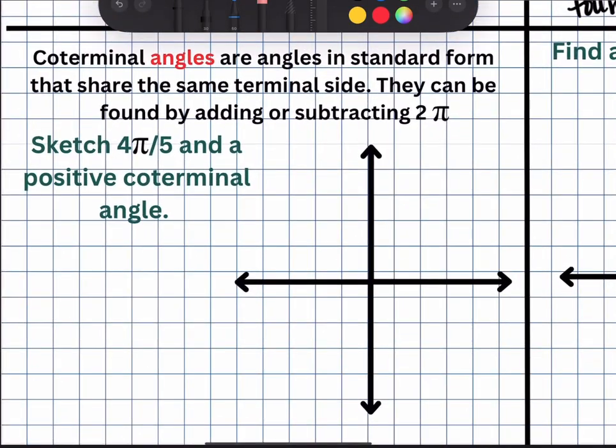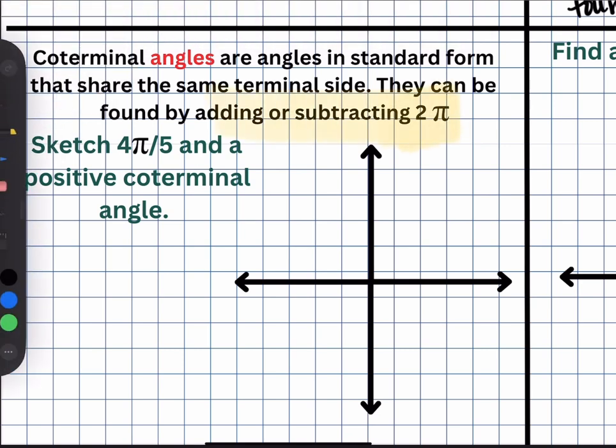Now, in the same way that I have coterminal angles for angles in degrees, I have coterminal angles for radians as well. Coterminal angles are angles in standard form that share the same terminal side, and they can be found by adding or subtracting 360. Remember, 360 is the same as 2 pi in radians. So they can be found by adding or subtracting 2 pi instead of 360.